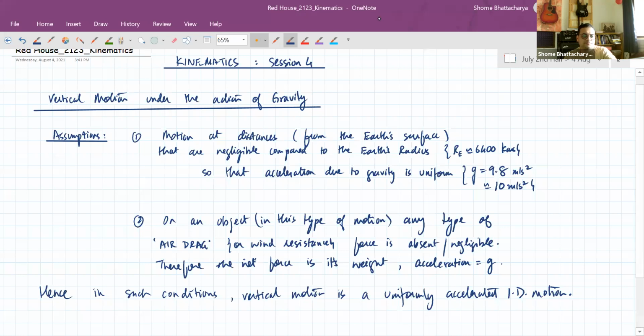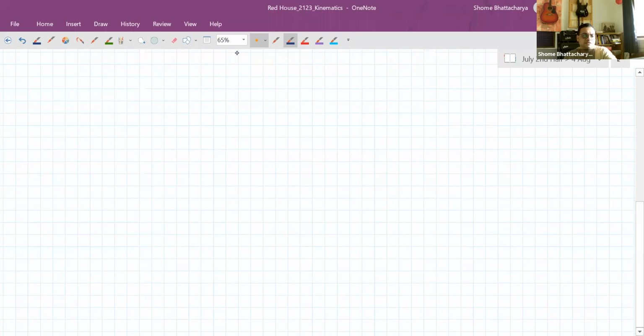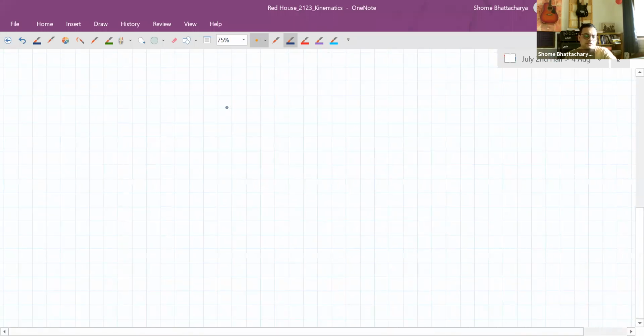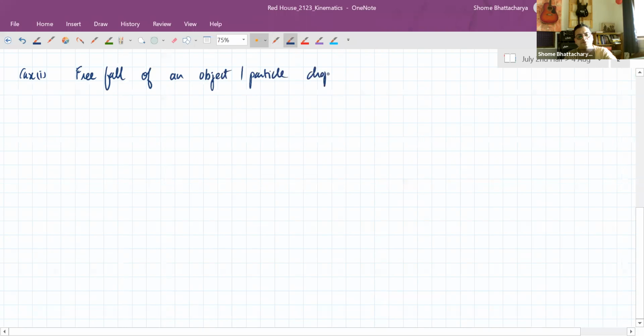Okay, let's begin then. So the first case we will see is free fall. That is, you just drop an object and it's falling freely under the action of gravity. So free fall of an object, or in this case, we can treat it as a particle, dropped from a certain height. So dropped means it's not been given any initial velocity.